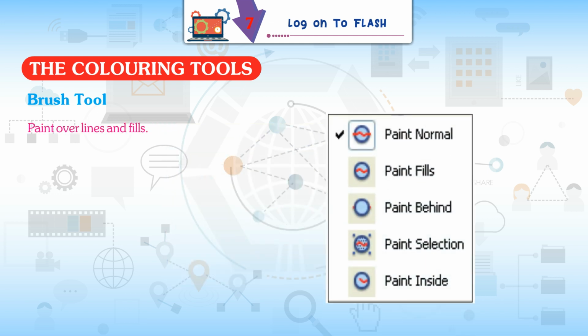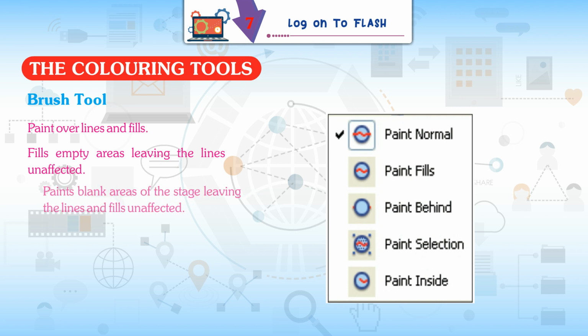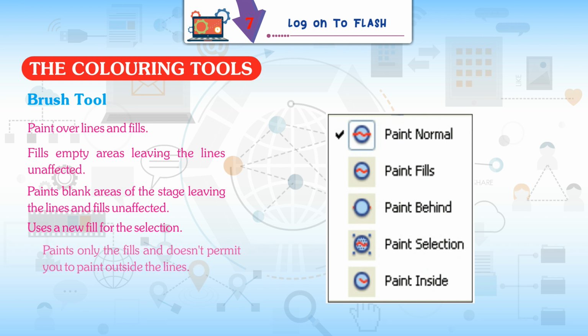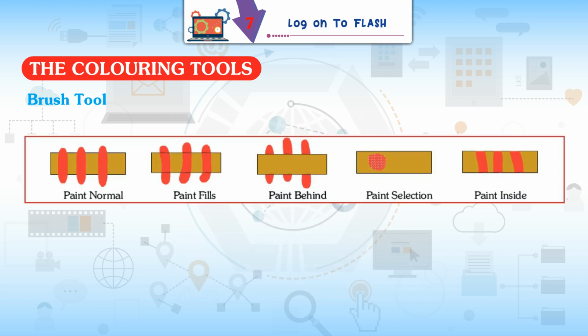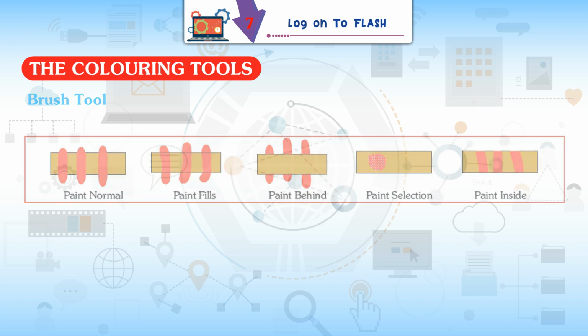Paint normal. Paint over lines and fills. Paint fills. Fills empty areas leaving the lines unaffected. Paint behind. Paints blank areas of the stage leaving the lines and fills unaffected. Paint selection. Uses a new fill for the selection. Paint inside. Paints only the fills and doesn't permit you to paint outside the lines. Always remember, the shortcut of the brush tool is B, with brush size and brush shape options.